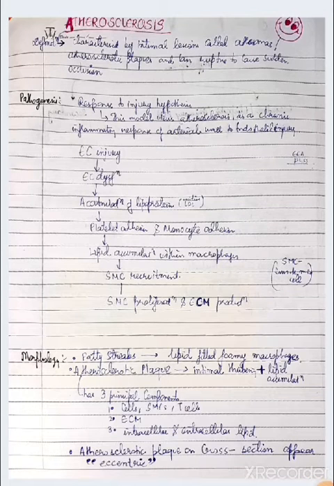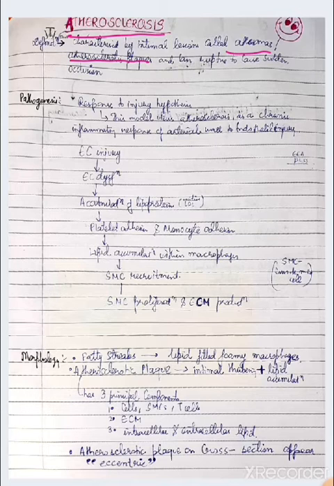Hey everyone, let's learn about atherosclerosis. The definition of atherosclerosis is that it is characterized by intimal lesions called atheromas or atherosclerotic plaques, which can rupture to cause sudden occlusion.